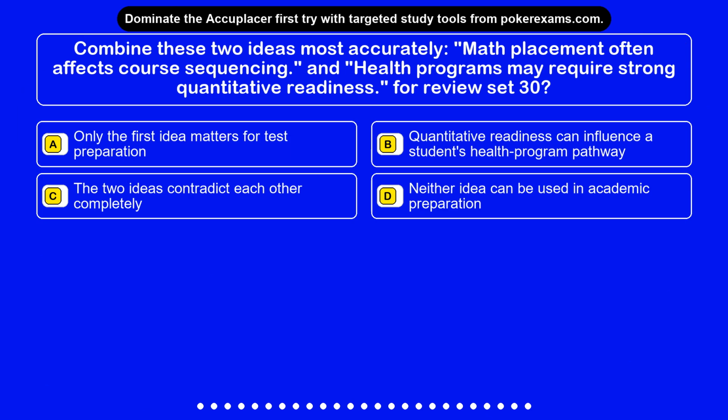Question 17. Combine these two ideas most accurately. Math placement often affects course sequencing, and health programs may require strong quantitative readiness. For review set 30. Option A. Only the first idea matters for test preparation. Option B. Quantitative readiness can influence a student's health program pathway. Option C. The two ideas contradict each other completely. Option D. Neither idea can be used in academic preparation.